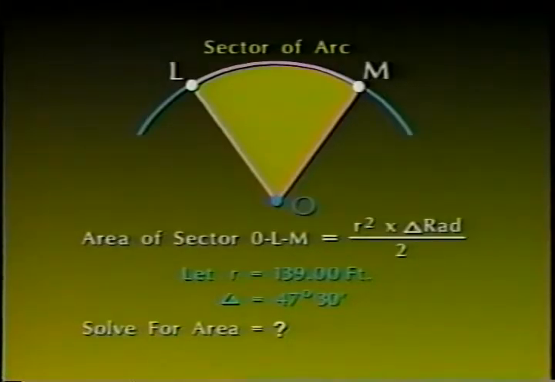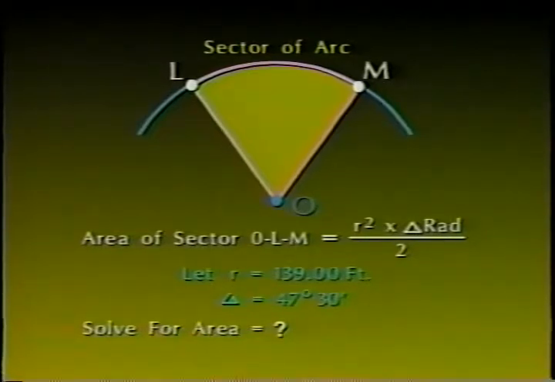As shown in this graphic, the sector of an arc is the shaded wedge-shaped figure bounded by its arc and two radial lines. Its area is determined by the formula shown in the graphic. Sector area equals radius squared times delta expressed in radians divided by 2. Note on the graphic that the radius of the arc is 139 feet and the delta angle is 47 degrees 30 minutes. Let's stop the tape at this point and work the problem.